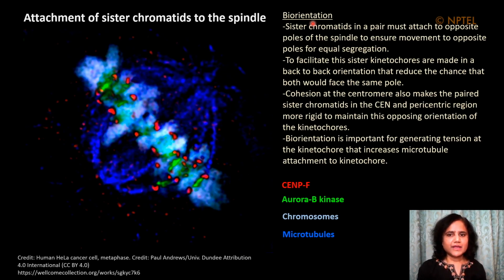This bi-orientation is important for generating tension at the kinetochore after both the kinetochores are attached to spindle microtubules from opposite poles. And this increases the microtubule attachment to the kinetochore. The generation of the right amount of tension stabilizes the microtubule-kinetochore attachment or interaction. Note the bipolar spindle which is shown here with the paired sister chromatids at the equatorial plane.